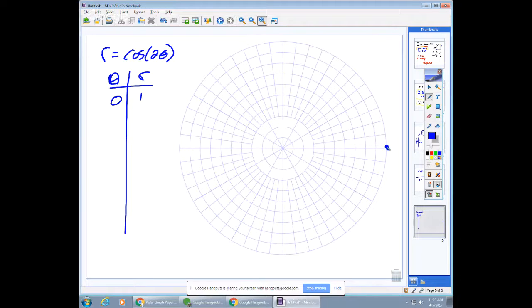I'm going to leave a little space, and I'm going to do pi over 6, because I'm pretty sure I'm going to back up and have to do pi over 12 next. So let's see, pi over 6. If I double that, I get pi over 3. Cosine of pi over 3, my recollection, is 1/2.